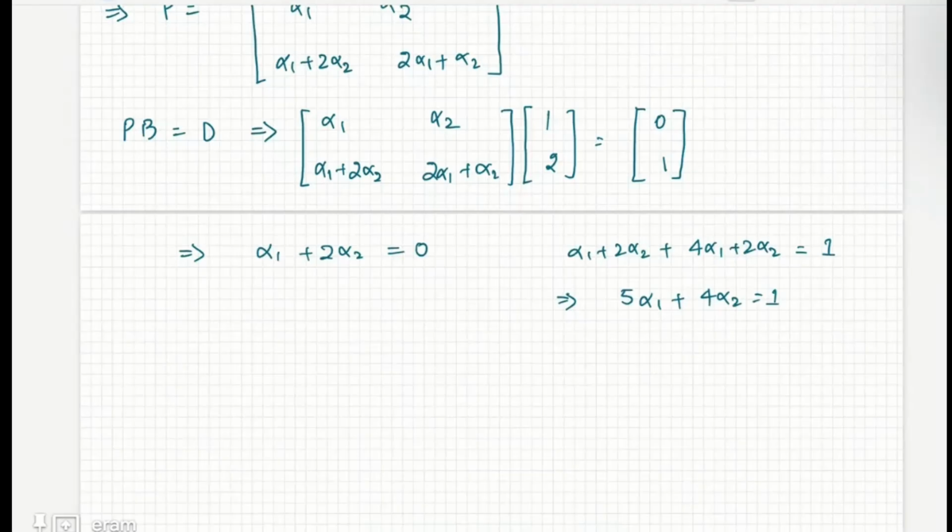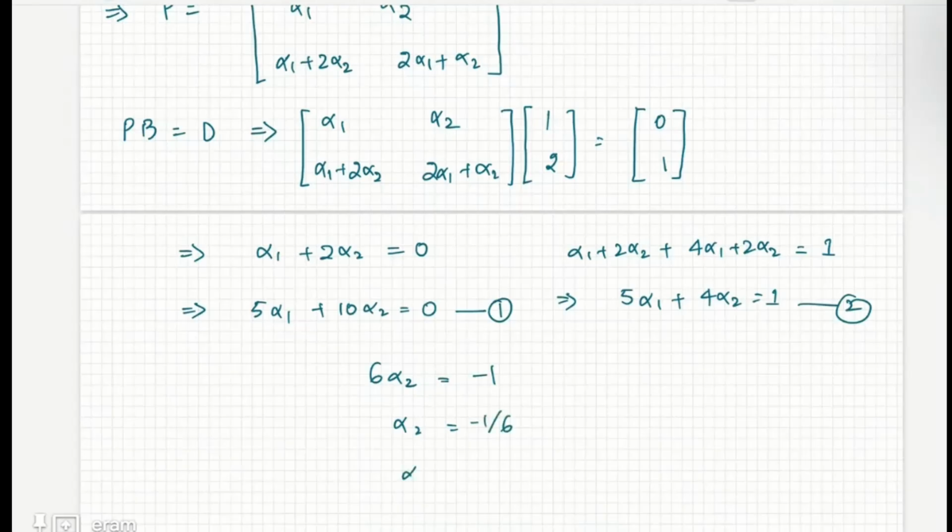Now we have to solve these two algebraic equations to find the values of alpha 1 and alpha 2. So let's multiply this equation by 5. It will give us 5 alpha 1 plus 10 alpha 2 equals 0. Let's call it 1 and 2 and subtract. If we subtract, it will give us 6 alpha 2 equals minus 1. So alpha 2 will be minus 1 by 6, and alpha 1 will be equal to minus 2 alpha 2, that is 1 by 3.